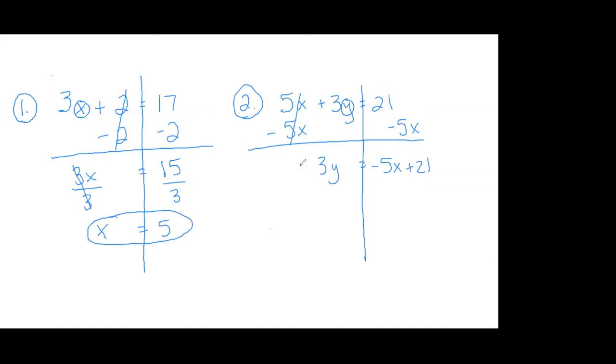The first thing we're always going to do when there's an X and a Y is get rid of the X first. The second thing we're always going to do is divide by whatever's in front of the Y. So 3 is in front of the Y. We're going to divide everything by 3. That cancels out these 3's.